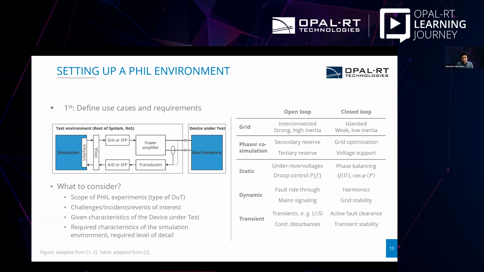for power grids. For example, let's take one of the rather static test cases here. For under and over voltages, behavior of a device under test, depending on the grid, we don't necessarily have an influence on the grid voltage, or it even can be neglected, and thus we don't require closed loop testing here. However, for test cases where we actively influence the grid voltage, like phase balancing and reactive power control, closed loop testing is definitely required.